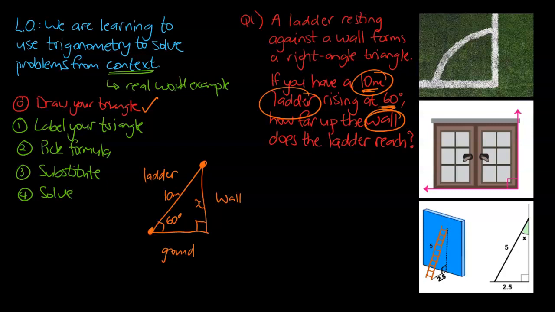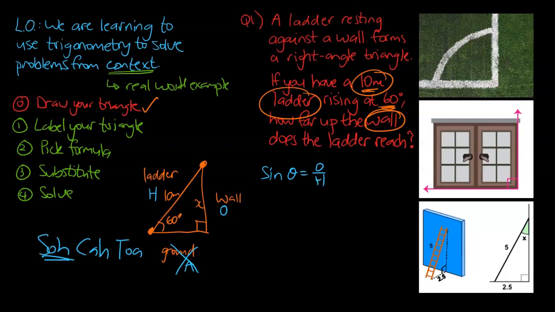We're going to label our sides. We've got our hypotenuse over here, we've got our opposite over here, and we've got our adjacent over here. As I said before, we don't care about the adjacent. That means we're left with O and H, which, if you think of SOHCAHTOA, is going to be the SOH formula. So we're dealing with sine. We've got sine angle equals O over H.